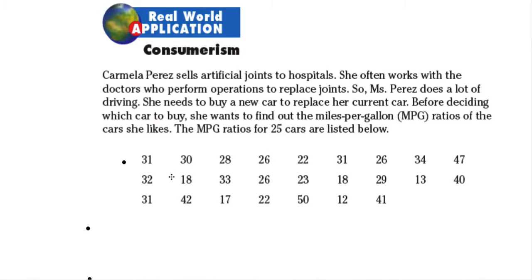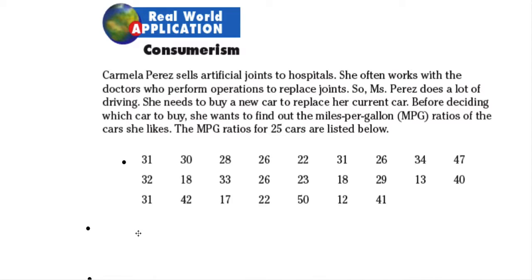Well, remember, a ratio is a comparison of two numbers using division. This is a ratio because this is actually 31 over 1, or 31 to 1, meaning the number 31 represents 31 miles per 1 gallon, and that's why it's called a ratio. Okay, moving on. These are the MPG ratios that she was looking at.